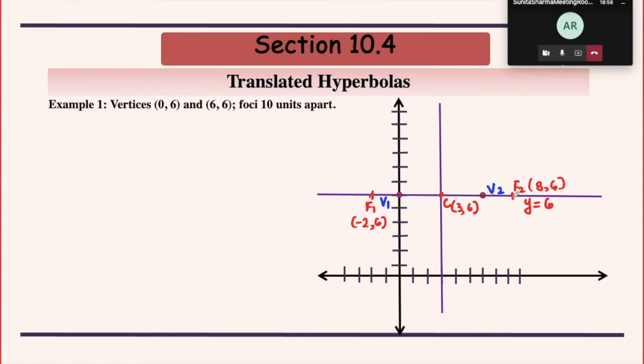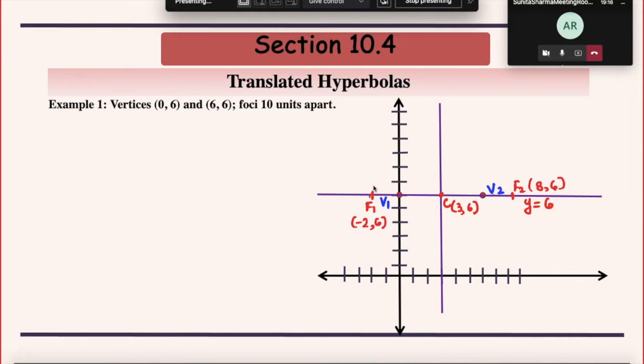Secondly, what is the format of the equation? x minus h whole square by a square minus y minus k whole square by b square is equal to 1. Yes, so this is a horizontal focal axis question. So your format will be x minus h. The center is 3, 6, which means your h is 3 and k is 6. Okay, so these are the values which you are going to get.